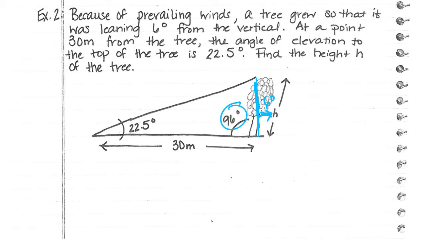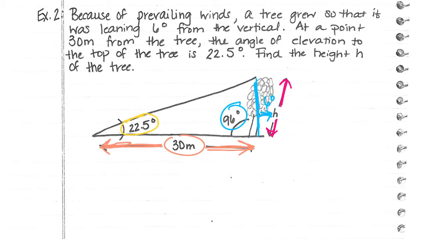At a point 30 meters from the tree, the angle of elevation. So notice how I made the 30 meters here from the tree, to an angle of elevation of 22.5 degrees. Find the height. So now we're looking for this height right here, of my leaning tree. So I'm on example 2, and we're just going to figure out how to solve this.